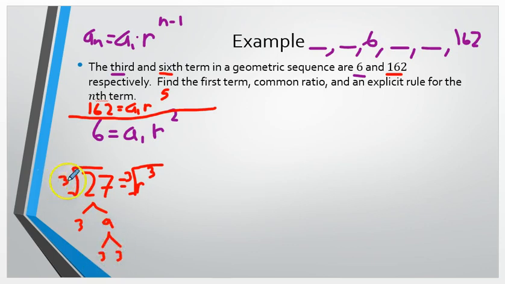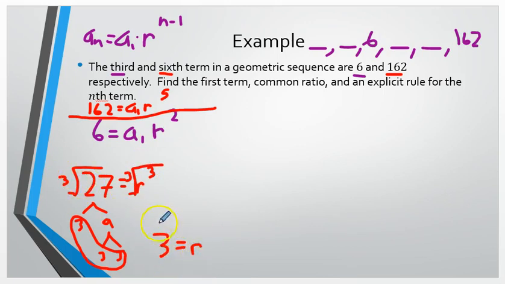And since this index is a 3, that means I'm looking for 3 of a kind to bring a number outside of the radical. And this one worked out perfectly. There were 3 3s and nothing else. So I have my 3 of a kind, which means that my r value is 3. So I took the third root of both sides, I solved for r basically, and I got r equals 3.